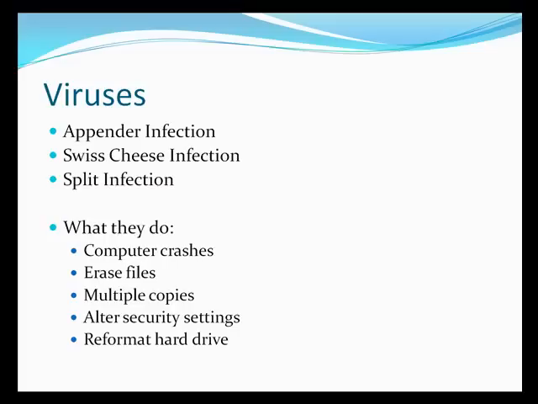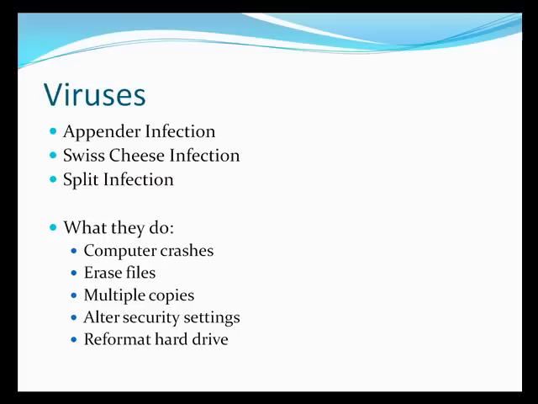The next type of infection is called a Swiss cheese infection. This is somewhat similar to the appender infection, except that the virus does not append itself to the end of a file. What it does instead is it takes the original file and places the content of the original file inside of itself. That way, when the original file, or what you think is the original file, is run, actually the virus runs, and it in turn goes ahead and executes the code that is contained within itself.